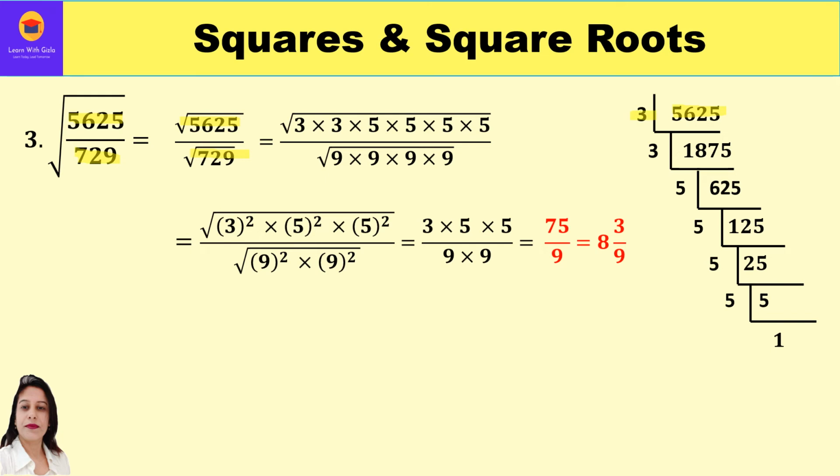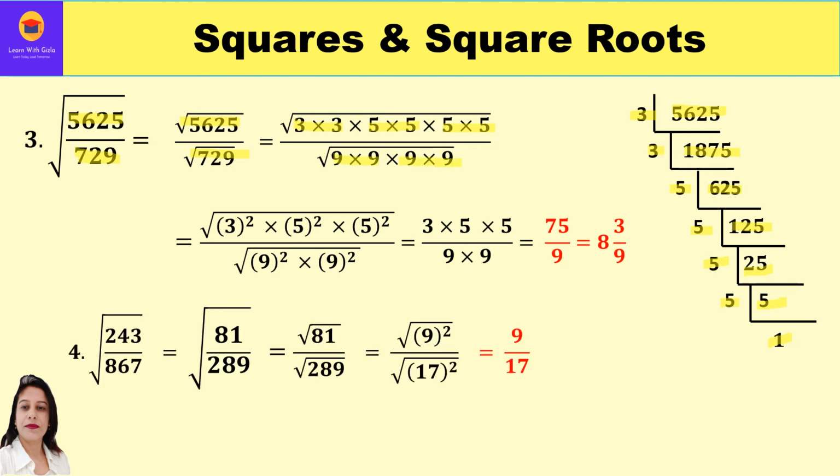Over here, first of all, divide by 3, we will get 1875. Further, divide by 3, we will get 625. Now it will be divisible by 5, we will get 125, then again 5, 25, again 5, 5, and again 5 and 1. So the factors which we have got are 3 into 3, 5 into 5, and 5 into 5. 729 also, in the same way, we can find the factors, and we got 9 into 9 and 9 into 9.